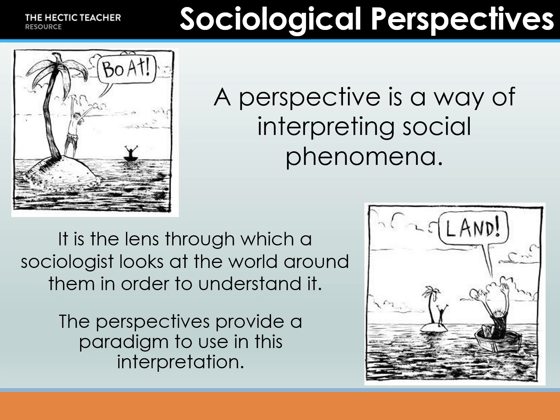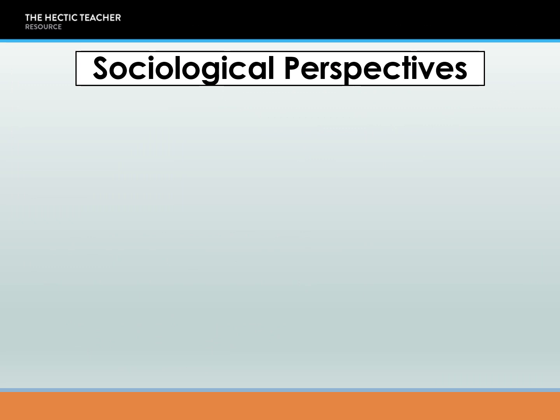Now, a paradigm is a set of guidelines, a set of rules, if you like, of what things mean and how to interpret things. So all perspectives will have their own slightly different paradigm, their slightly different way of looking at things in order to interpret the world. So if we're looking at sociological perspectives, they can kind of be grouped into two main parts.